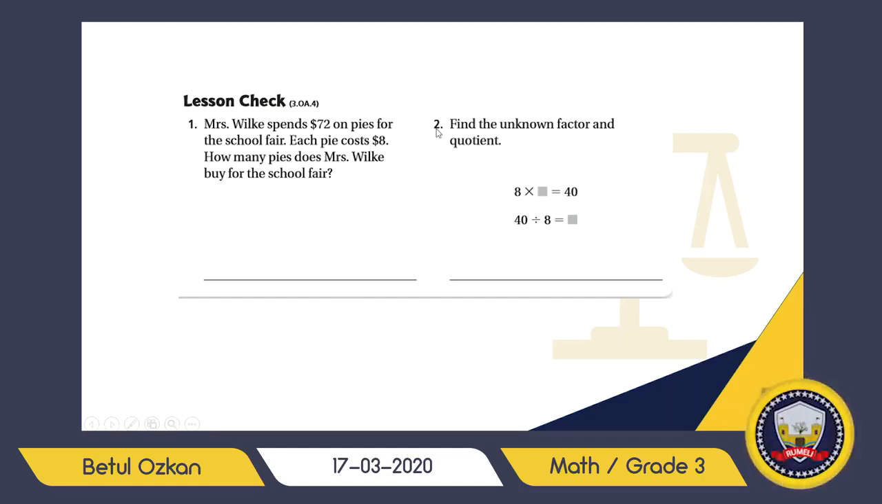Let's check question 2. It says find the unknown factor and quotient. Again, same one. I need to know 8 times what equals 40, and then same one, but they are inverse operations, multiplication and division. So it says 40 divided by 8 equals what?